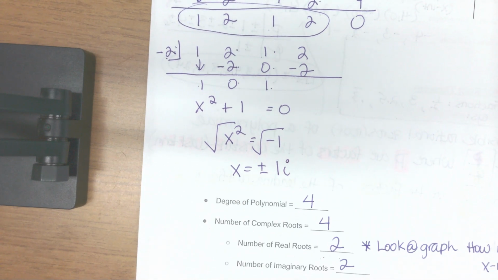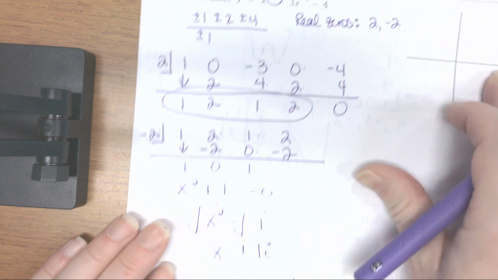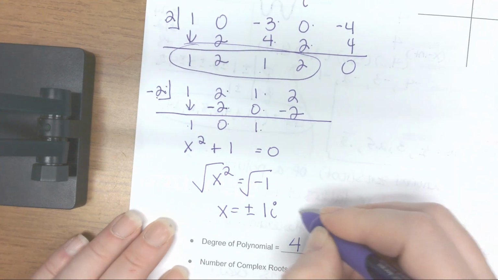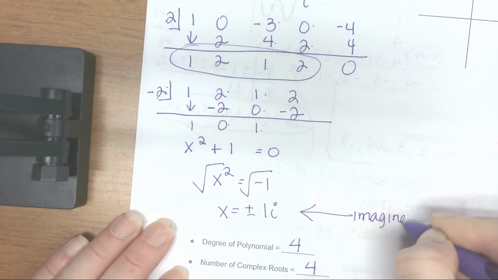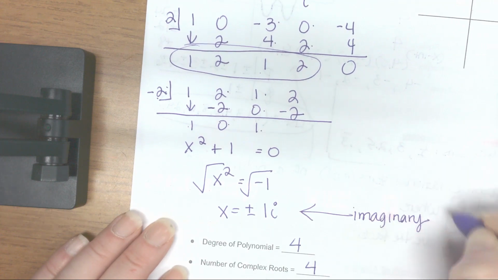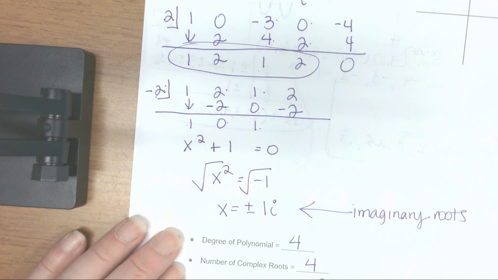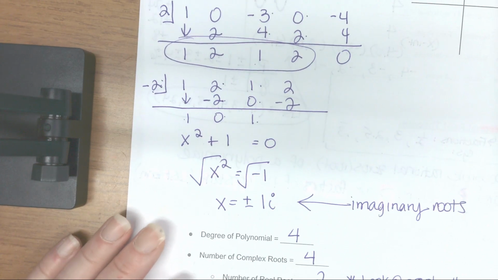I have my 4 roots, okay? 2, negative 2 are the real ones. There's also 2 non-real. So my imaginary roots are plus or minus i. Imaginary or non-real is fine. Okay.